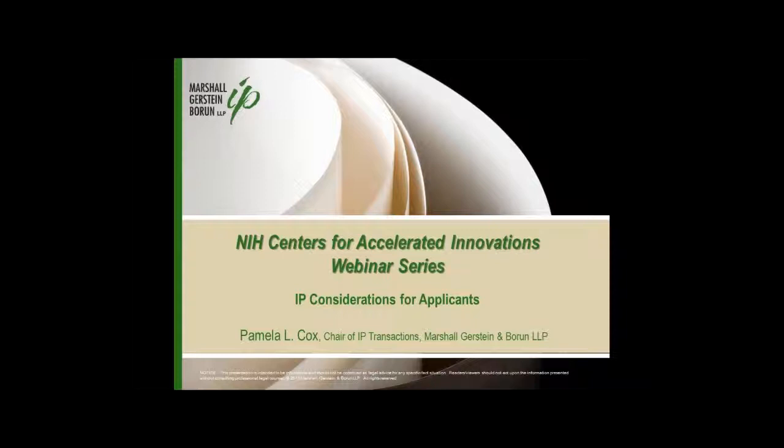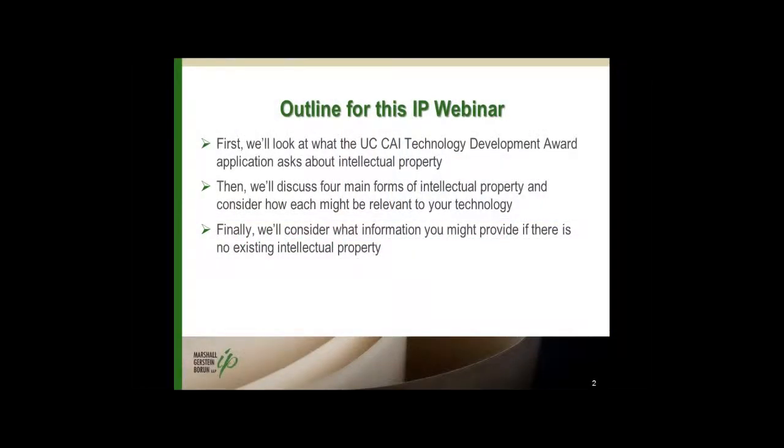Hello, my name is Pam Cox, and I'm at Marshall, Gerstein and Borun. I'm going to spend some time talking to you today about intellectual property. And probably for the next 15 minutes or so, we'll be looking at what the application asks about intellectual property. We'll discuss the 4 main forms of intellectual property and how that might relate to your technology that you're asking for funding about. And then we'll look at what you might say about your intellectual property in your funding application, especially if you have no direct filings at that time that you're filing the application.